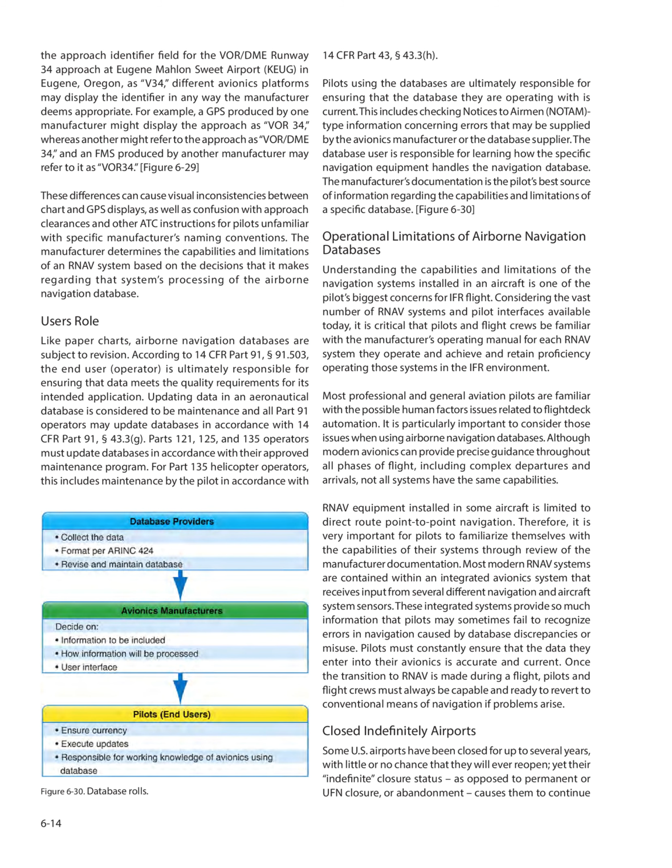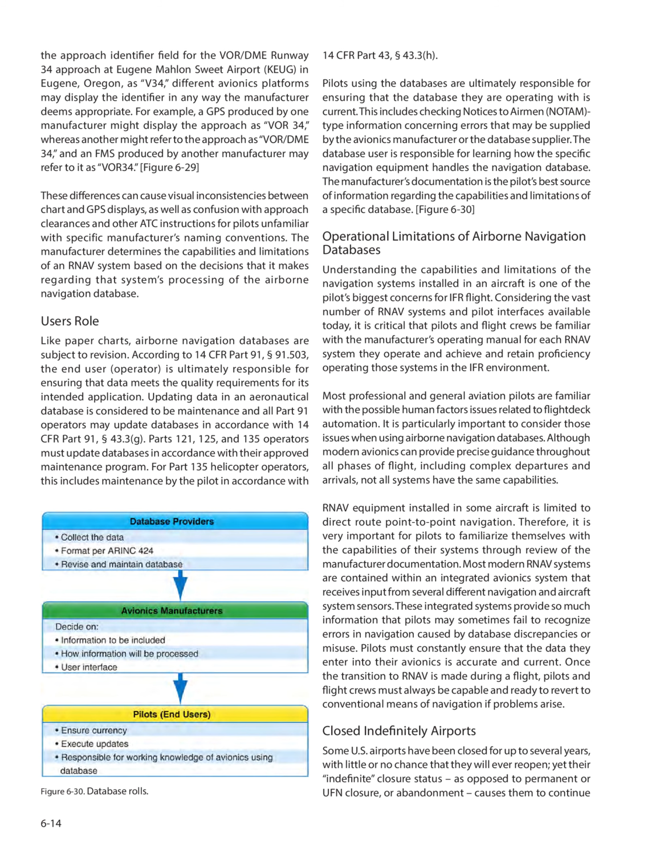manufacturer deems appropriate. For example, a GPS produced by one manufacturer might display the approach as VOR34, whereas another might refer to the approach as VOR/DME34, and an FMS produced by another manufacturer may refer to it as VOR34. Figure 629: these differences can cause visual inconsistencies between chart and GPS displays, as well as confusion with approach clearances and other ATC instructions for pilots unfamiliar with specific manufacturers' naming conventions.